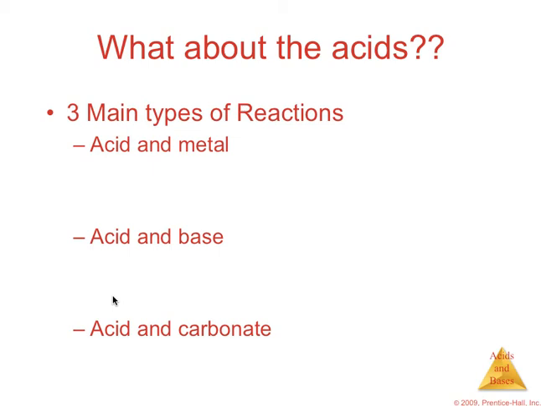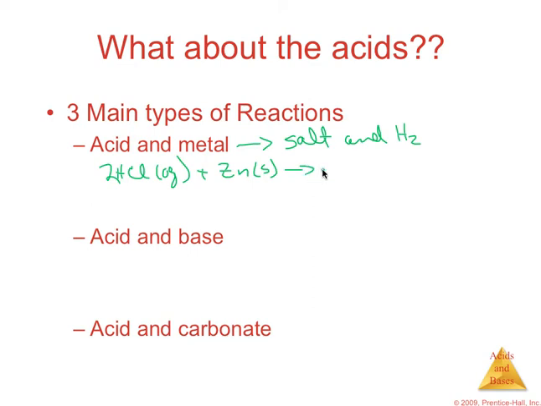Well, there's 3 types of reactions that you need to know. One is metal with an acid. This will form a salt and hydrogen gas. So as an example, if we have hydrochloric acid reacting with zinc metal, solid, it will form zinc chloride and hydrogen gas.